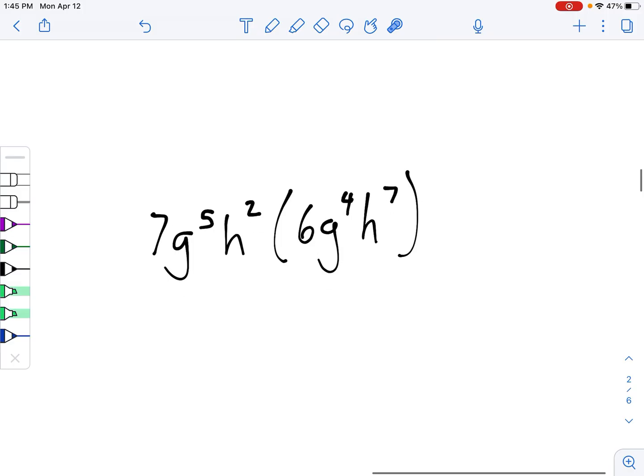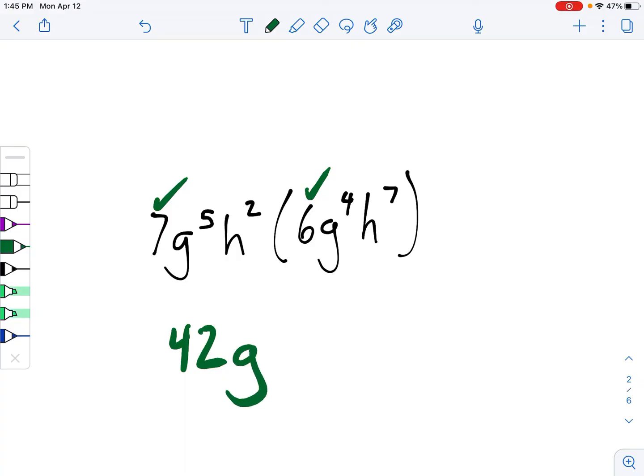Here's our last one. We would get a 42, g to the 5 and 4, 9th, h to the 2 and 7, 9th.